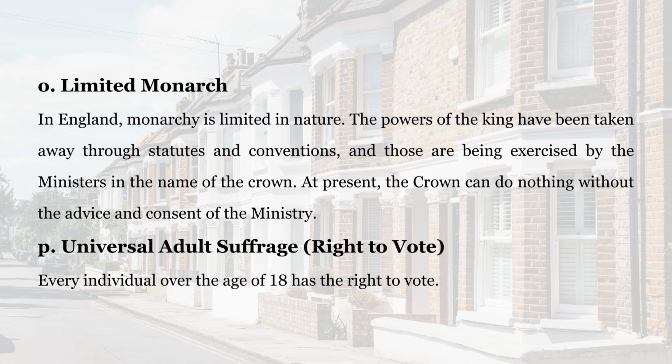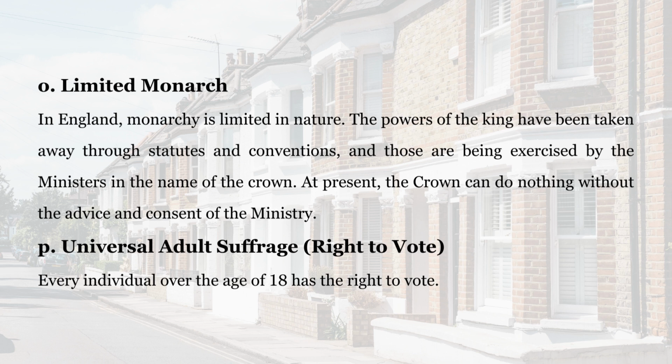O. Limited monarch. In England, monarchy is limited in nature. The powers of the king have been taken away through statutes and conventions, and those are being exercised by the ministers in the name of the Crown. At present, the Crown can do nothing without the advice and consent of the Ministry.